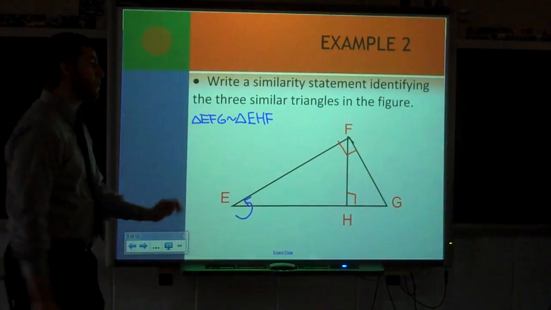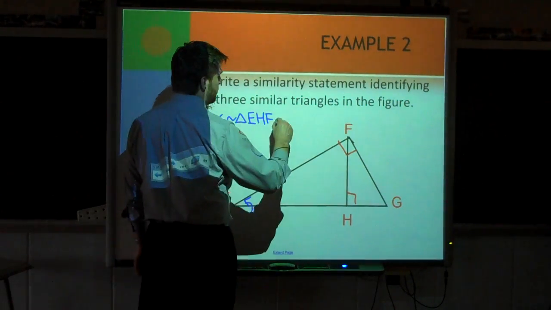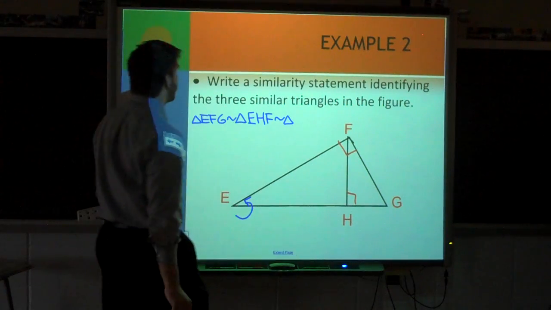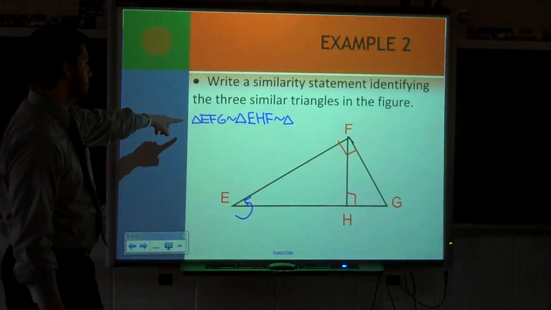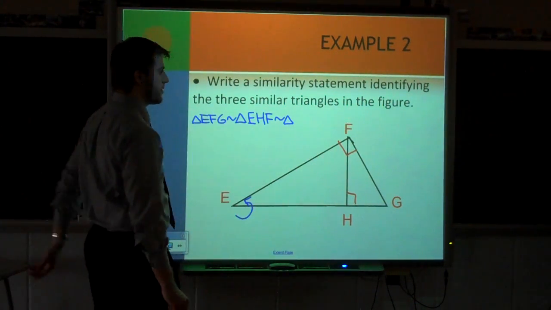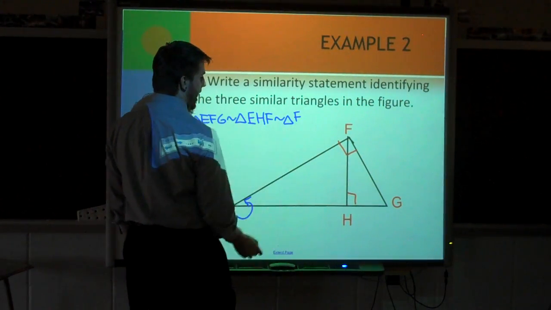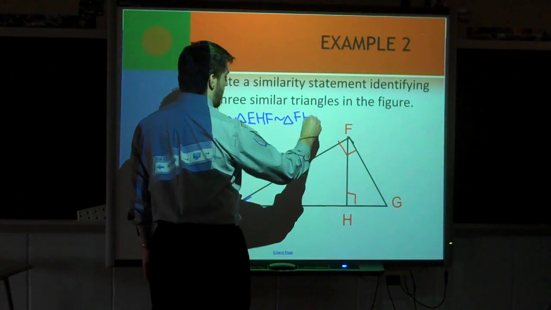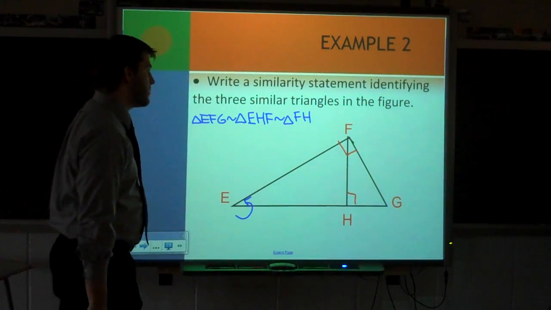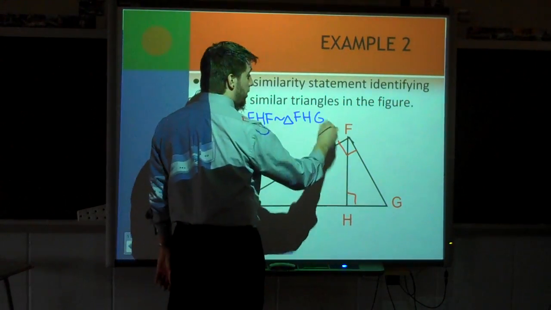and then I'm going to finish this by relating to the last one, the really small one, similar to triangle. Again, I look at what matches up with E. Well, it can't be G because G matches up with itself, so it's got to be F. H is again my right angle, so it has to match up with F. And then G matches up with itself, so it's going to go last.